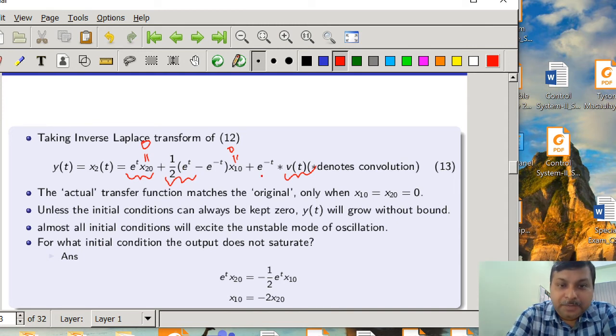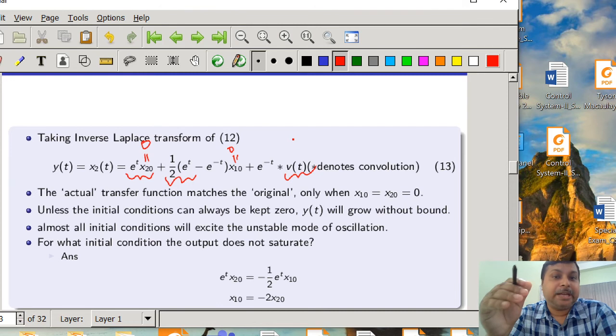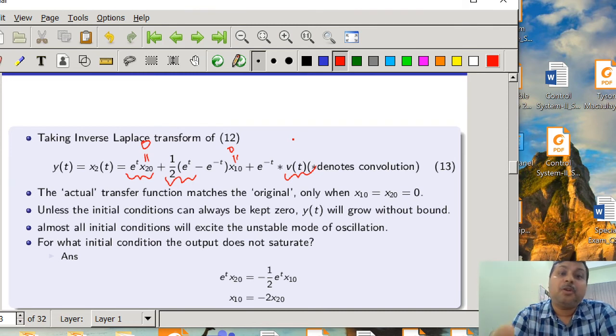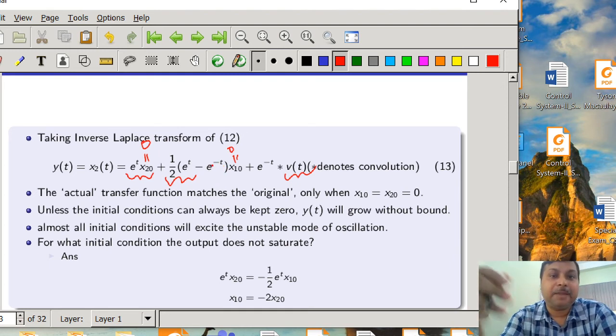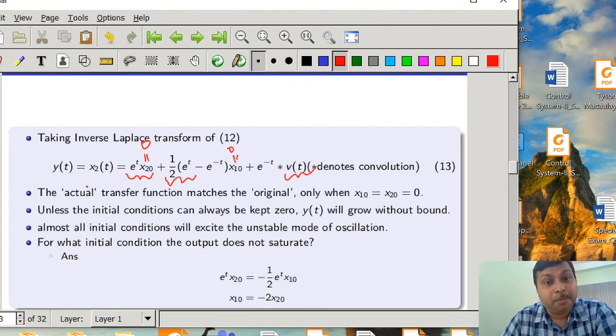Only you can observe the term, that is e to the power minus t convolution of v(t), and that's why you have concluded by looking at the transfer function that for a given bounded input, the output will always be bounded. At that time these two terms disappeared; they did not appear in the transfer function. That's why the transfer function didn't tell us that ultimately the output will be unbounded if you assume any non-zero initial condition.